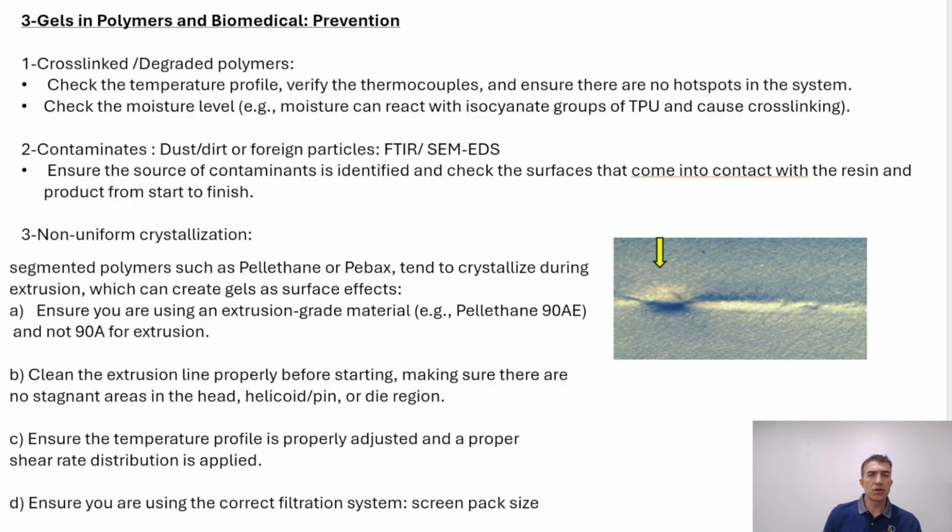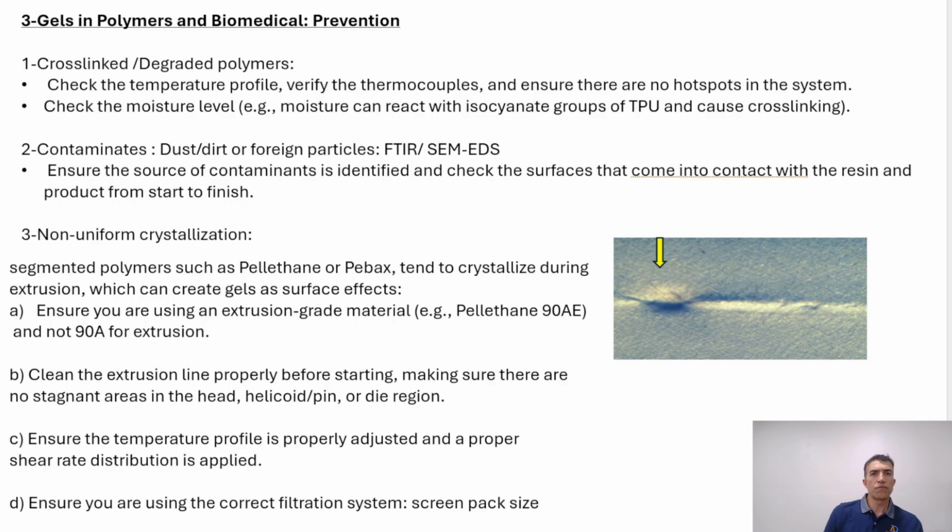For contaminants, dust and dirt, it is very important to make sure that from T0, when you pick up your resin from the dryer, or even from the bag you put in your dryer, all the way to your collection system, it's free of dust. There is no contamination from the surfaces. Make sure everything is clean. Again, your detection systems like FTIR, SEM, and EDS would tell you if you have contamination from dust or metal, so you can track it back to see where the cause is.